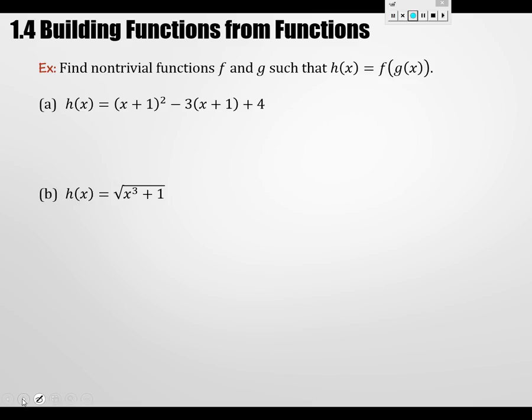By the way, by non-trivial functions, I mean don't make one of your functions what? It would be very easy to be like, well, one of them could be this function, and the other could be f of x equals x. Trying to discourage that, but I know.